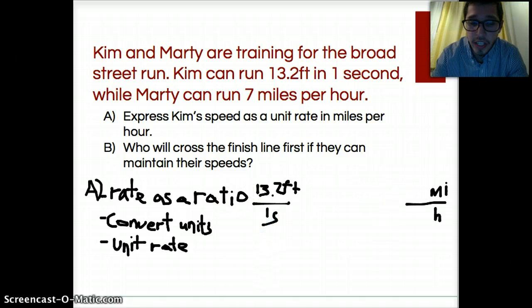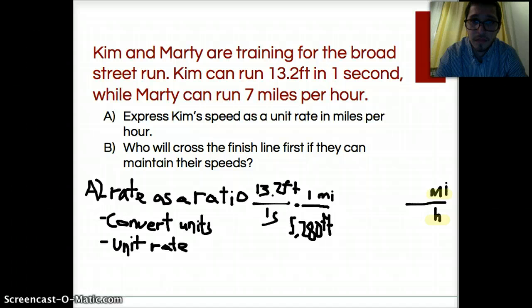Now I ultimately want to end up with miles per hour, so I want to put my miles per hour right here on the side. I'm highlighting them there for you. I always put those over at the edge. Now, to get rid of the feet and make it a mile, I can multiply the ratio by 1 mile equals 5,280 feet, and then my units will cancel for feet.